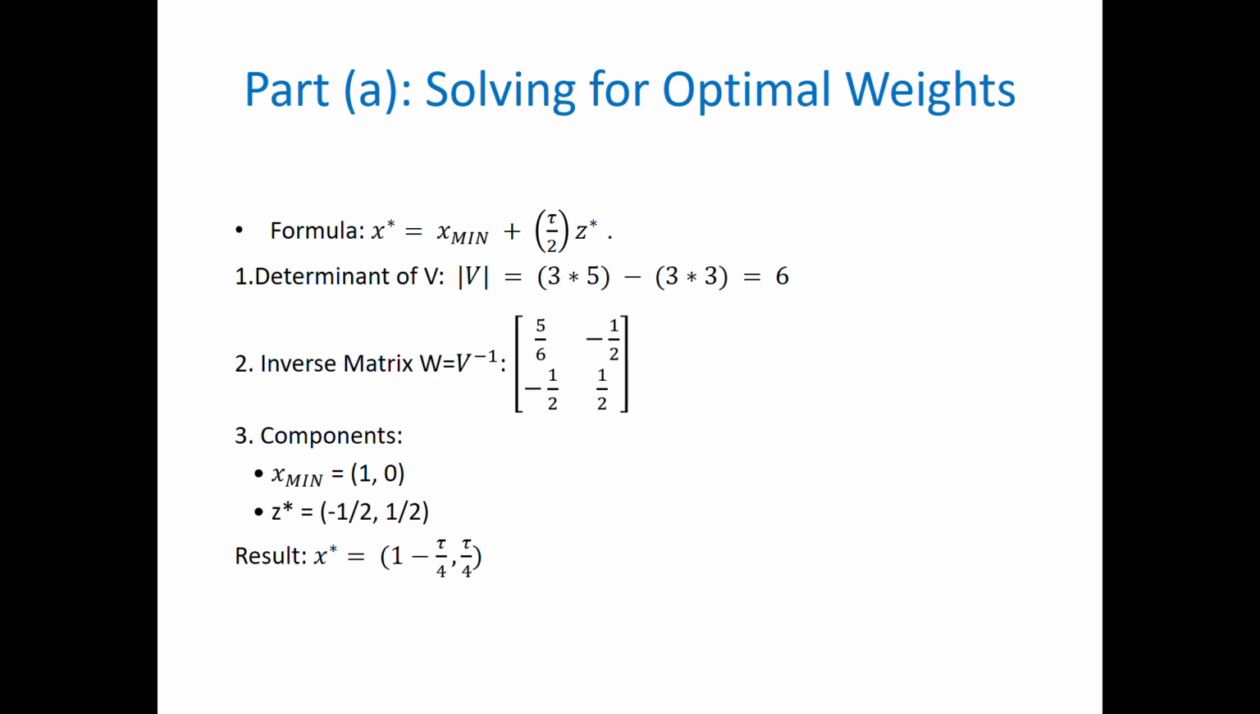Our first task is to find the efficient portfolio weights, denoted as X star, based on the risk tolerance parameter tau. To do this, we first calculate the inverse of our covariance matrix B. After finding the determinant is 6, we derive the inverse matrix W. Following the Markowitz theorem, the optimal portfolio is a combination of the minimum variance portfolio and a risk rating adjustment. By plugging in our values, we find that the optimal weight for asset 2 is tau by 4, and the remainder of our wealth, 1 minus tau by 4, is invested in asset 1.